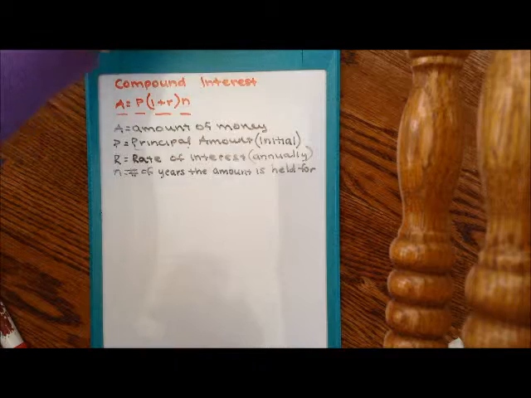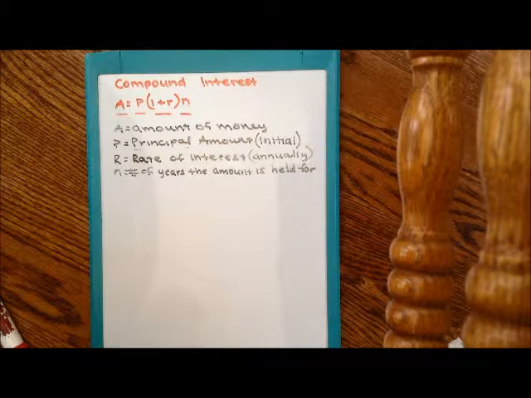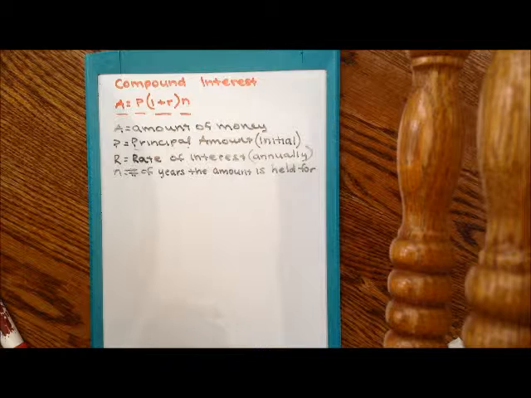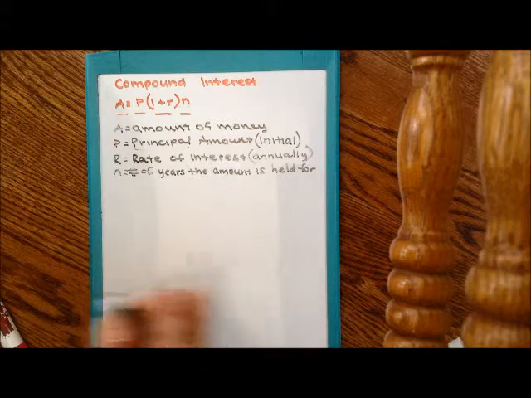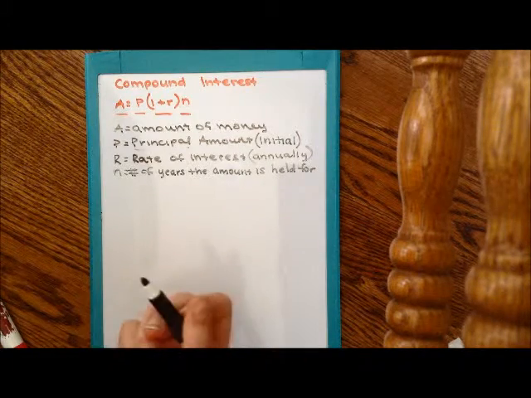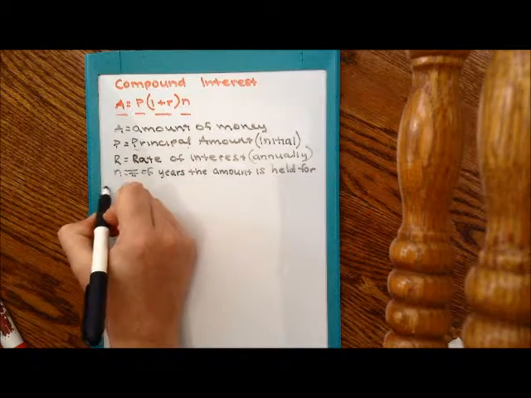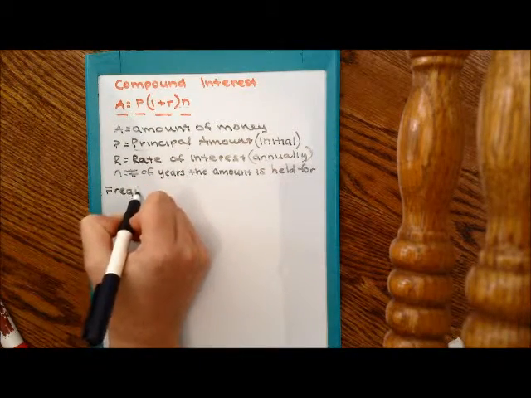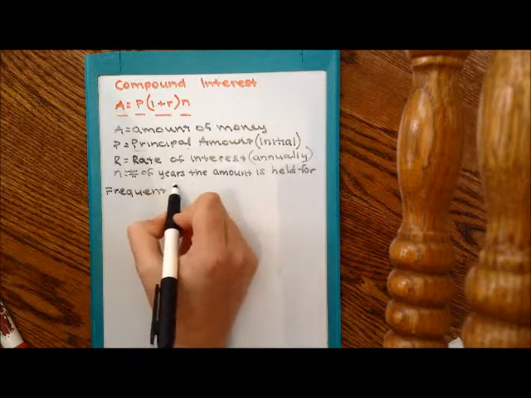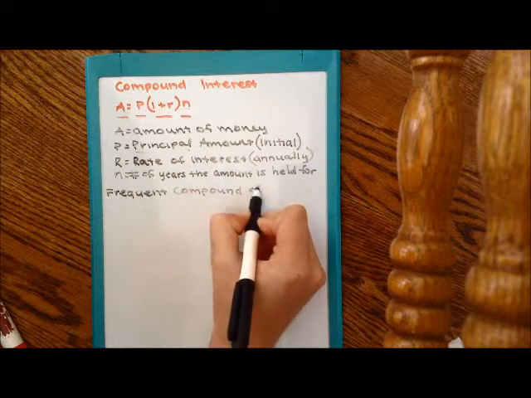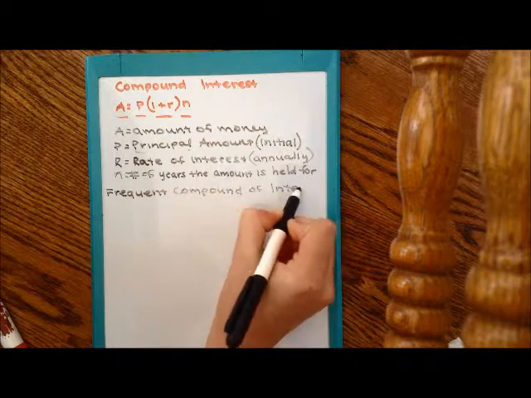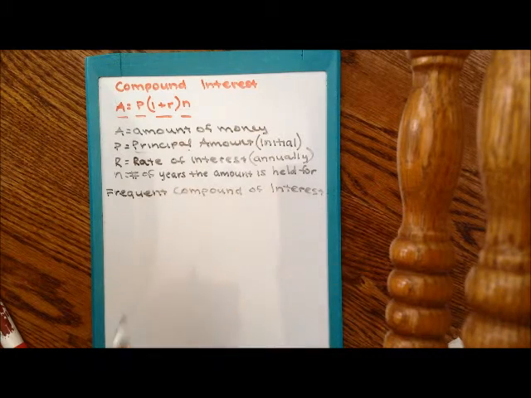Then we need to talk about how it varies if we're compounding annually, quarterly, monthly, how that happens. So what if our interest is paid more frequently? So we can call this frequent compounding of interest. Okay.